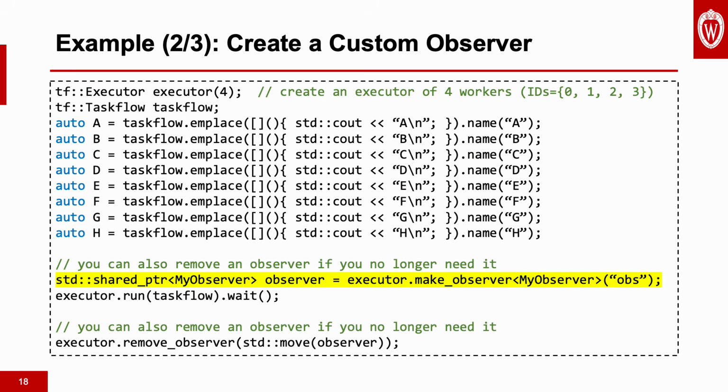Next, you can create an observer from the derived class by calling the executor's makeObserver function. In the example below, we create a myObserver with the name OBS and obtain a shared pointer to it. Internally, the executor keeps a shared ownership of each created observer because it needs to ensure that the observer remains alive while the executor may call its virtual methods. If you no longer need an observer, you can remove it from the executor using the function removeObserver.